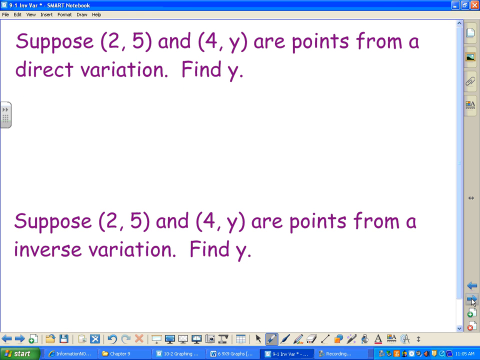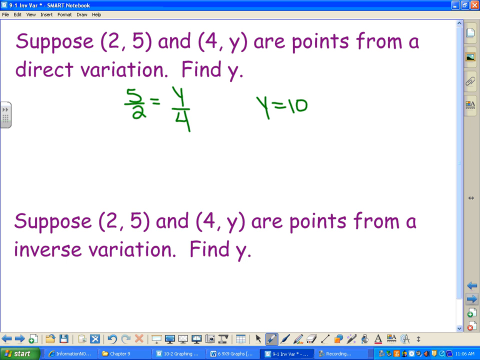How about this one? Suppose (2, 5) and (4, y) are points from a direct variation. Could you find y? Yes. Find y. Sarah? That's it. 5 over 2 is equal to y over 4 because direct means divide, right? So you just take them and divide. Could you solve that then for y? Yep, 2y equals 20, so y is 10, okay?